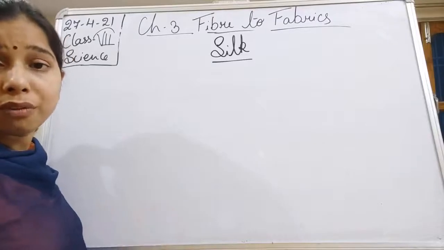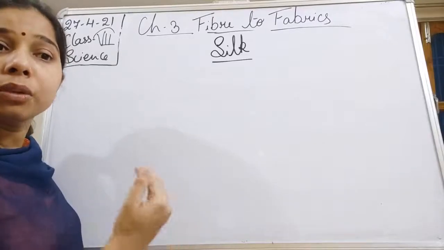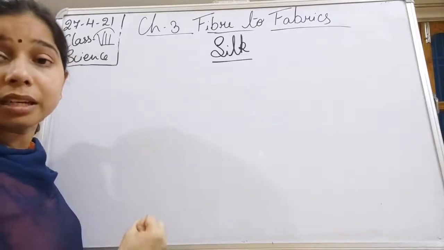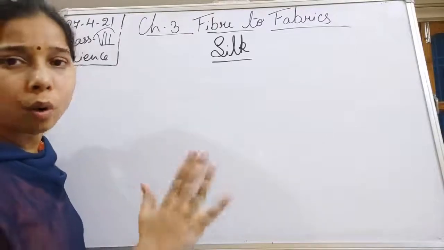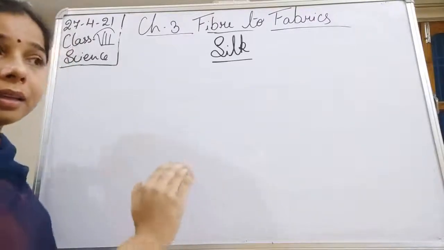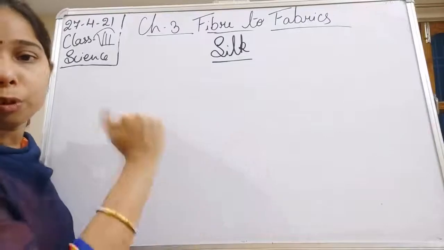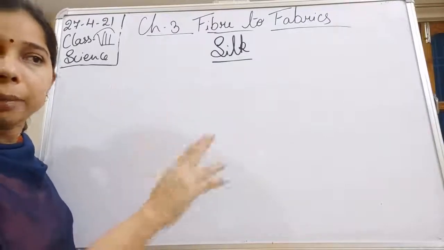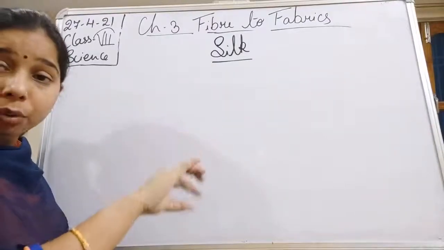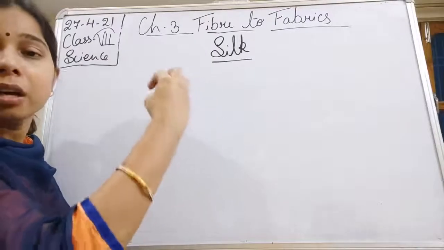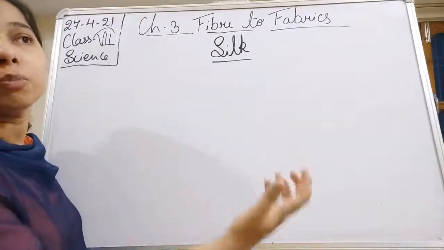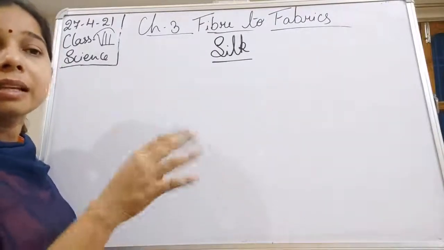What is the role of a larva? Larva used to eat leaves in order to grow and develop, and then it develops into pupa. Then what happens? While converting itself from larva to pupa, it starts releasing a liquid.